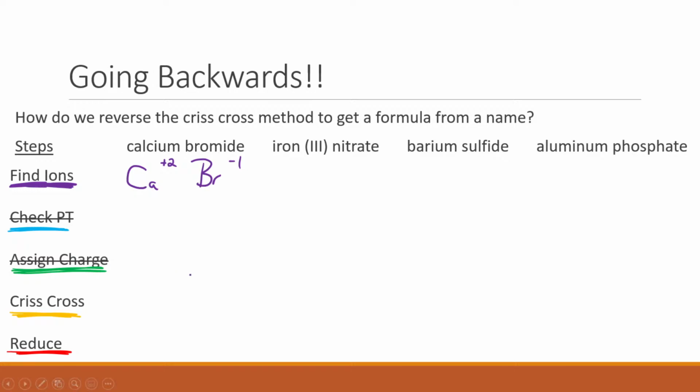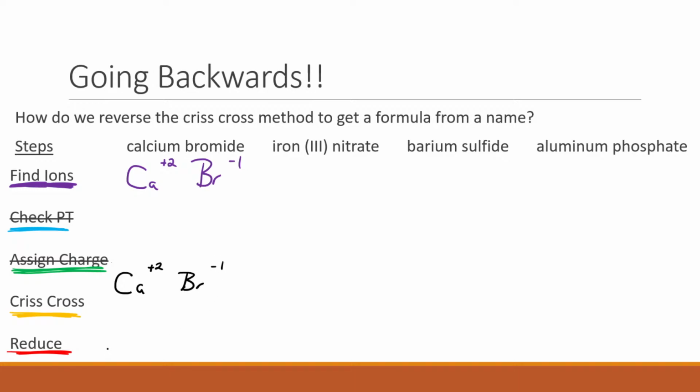And by doing this, by checking the periodic table and finding my ions, I have checked the periodic table and I have assigned my charge. So I have done all of these steps in one. Which means now I'm going to crisscross. So let's take what we have and bring it down. Right? Ca +2, Br -1.